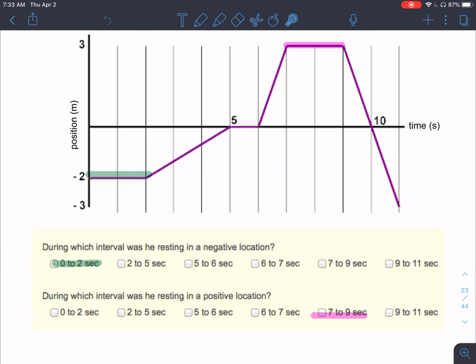During which interval was he resting in a negative location? So the location must be negative and he must be at rest. Therefore, it is the flat line right at the beginning. And during which interval was he resting in a positive location? Flat line, therefore no movement, also in the positive region.